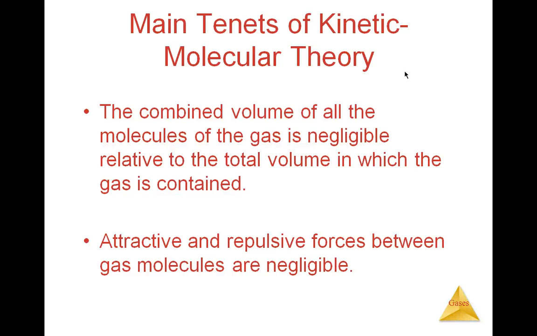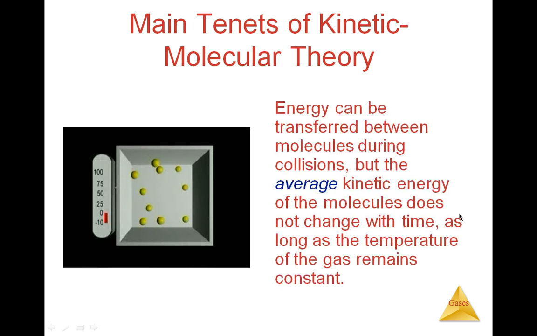It's tough to explain it with just this graphic right here. Attractive and repulsive forces between the gas molecules are negligible, and that's what we call an ideal gas. It's where we assume that there's no attraction or repulsion between the gas molecules. The other tenet of the kinetic molecular theory is that energy can be transferred between molecules through collisions, but the average kinetic energy of the molecules does not change with time, as long as the temperature of the gas remains constant.